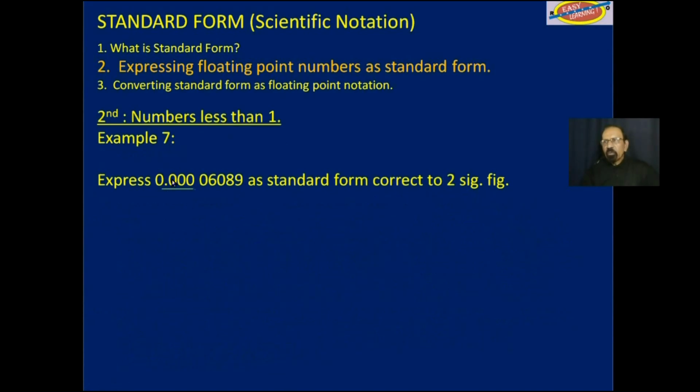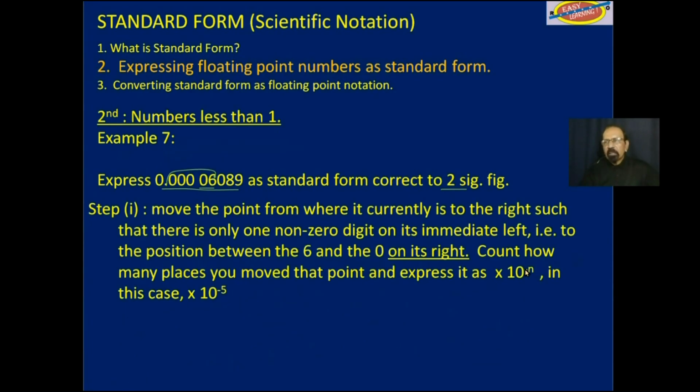Next, we want to express that number as standard form, correct to two significant figures. By now you know, you move that point until you only have one non-zero digit on its left. In this case, we just moved it 5 places, but the index is negative 5. A negative index indicates a number that is less than 1. Positive indicates a number that is greater than 1.